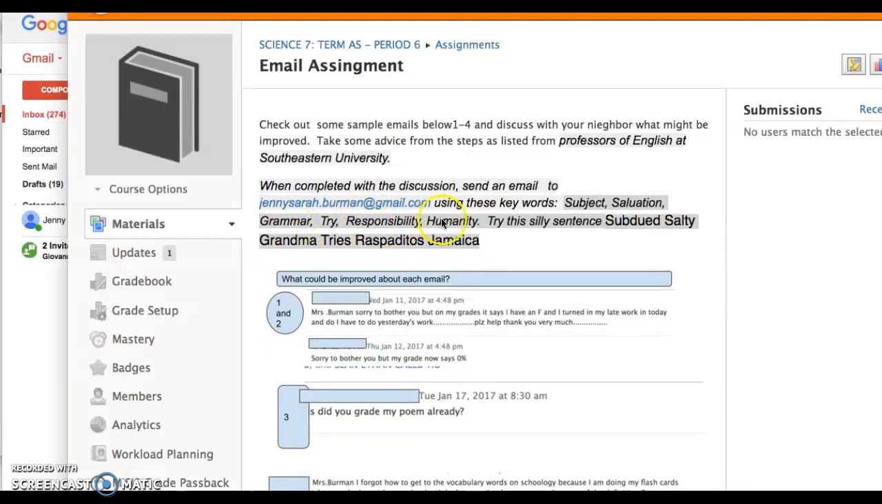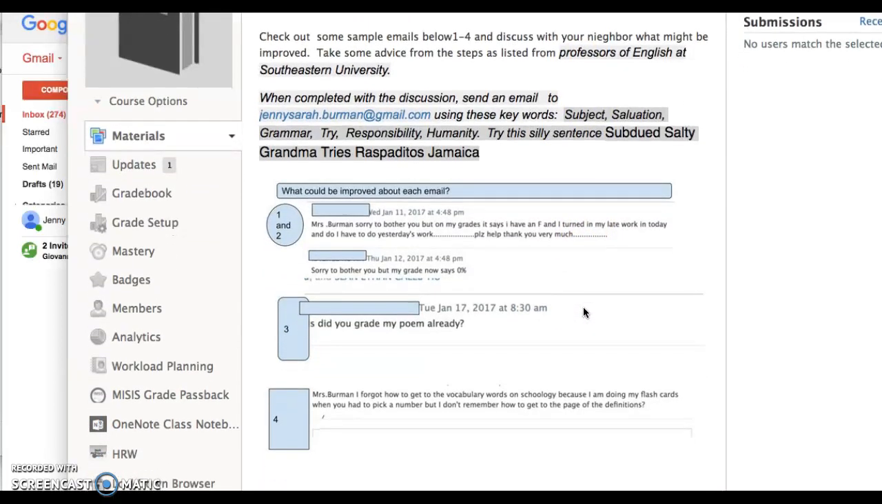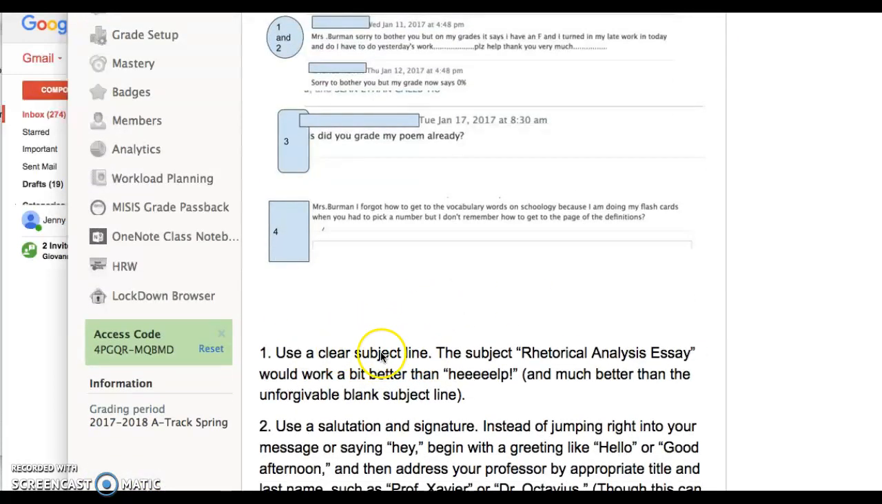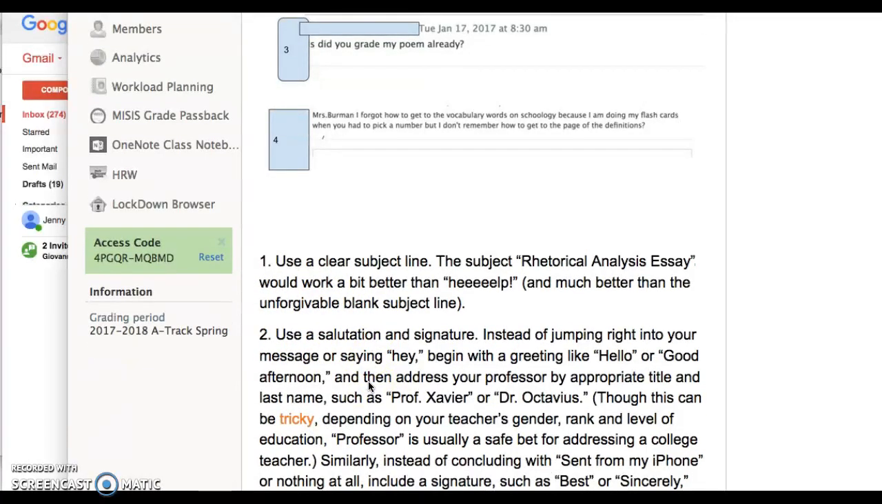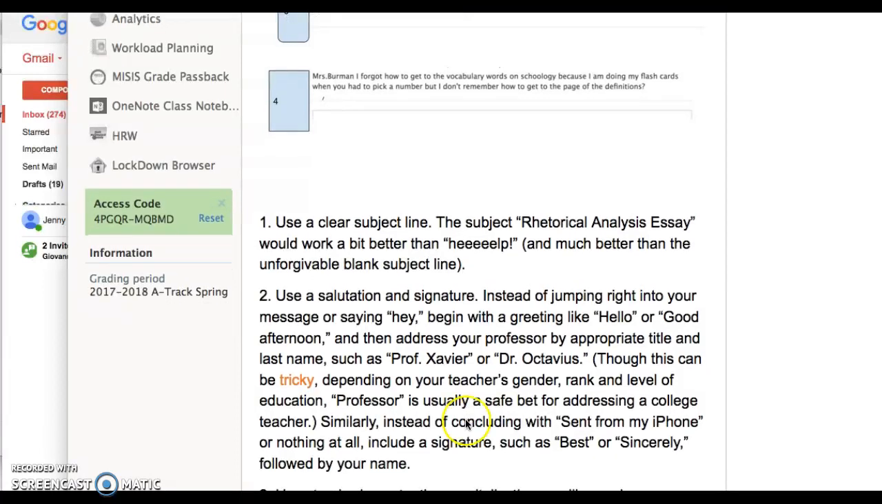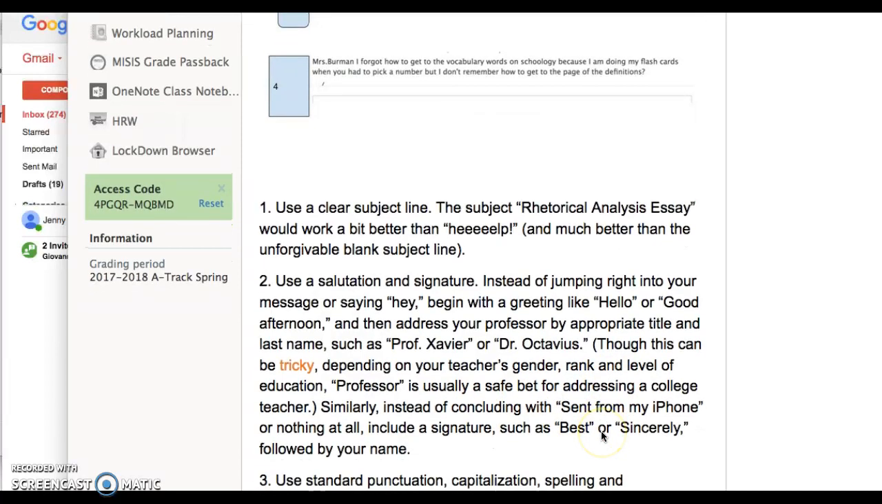try, responsibility, and humanity. So we're going to go through those really quick, and I'm using an article from two professors at Southeastern University. The first goal is that we want to make sure we have a subject line, to put something in the subject that's specific to the goal of the email. The second part has to do with having a salutation, like a hello or dear so-and-so. You want to address the person that you're writing the letter to specifically. So if you're writing a letter to me, you put hello, Miss Berman, or good afternoon, Miss Berman.